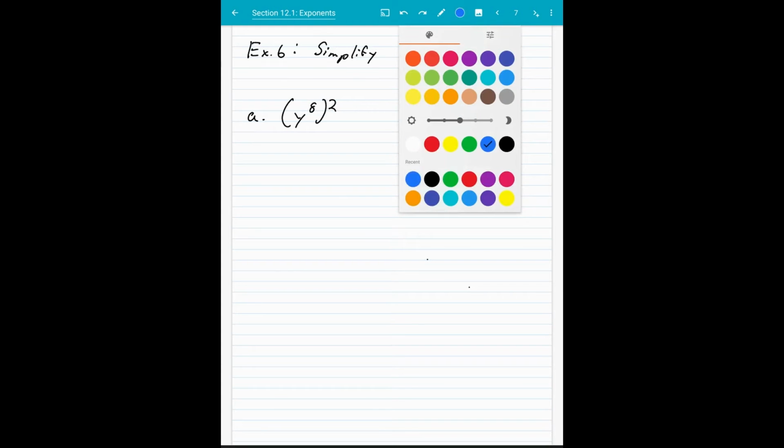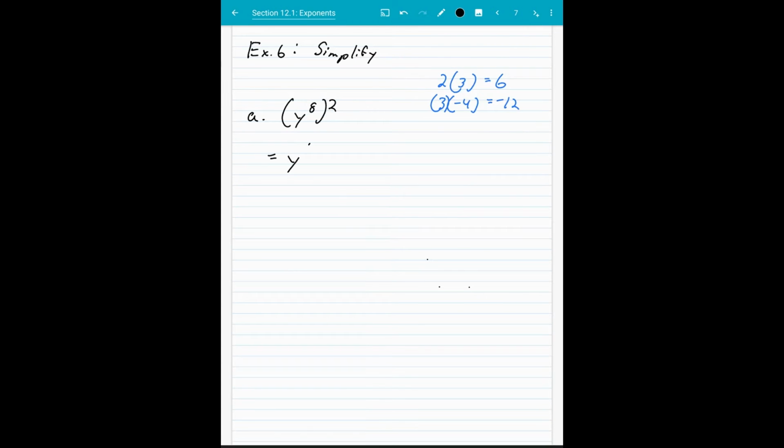Whenever that happens, we just multiply the exponents. 8 times 2 is 16. But please remember, if I have something like y to the 8th times y to the 2nd, that's different. That's y to the 10th. That looks different than this.